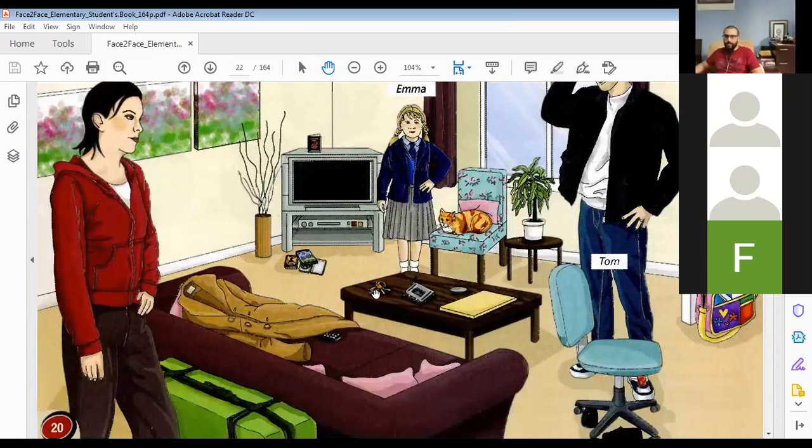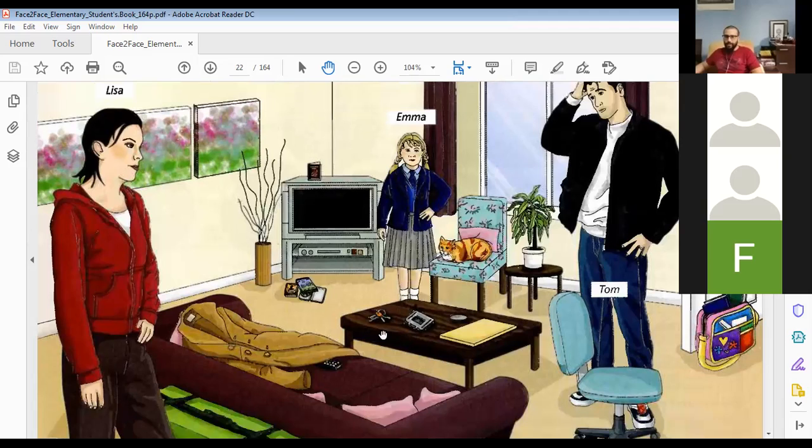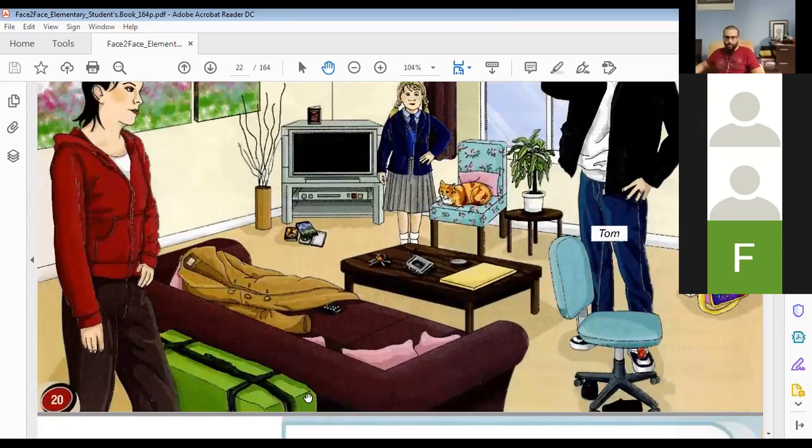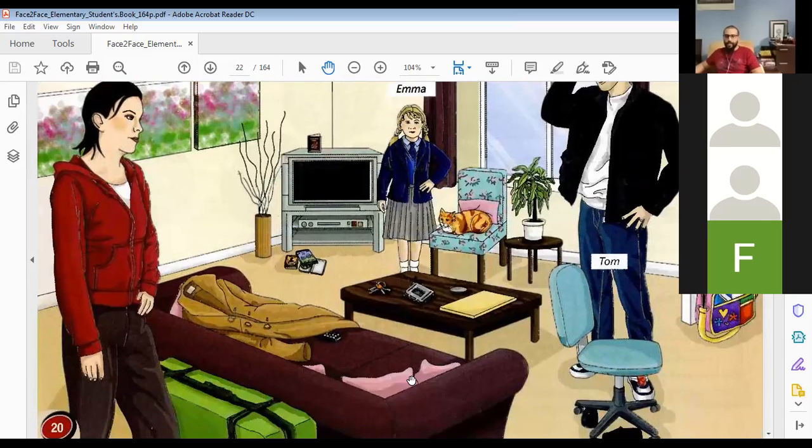Okay. What about whose keys are these? Whose keys are these? It is Tom's. These are Tom's keys. Correct. What about the DVDs? Whose DVDs are these? Lisa's DVDs. Correct. Whose suitcase is this? Tom's. Correct. This is Tom's suitcase.